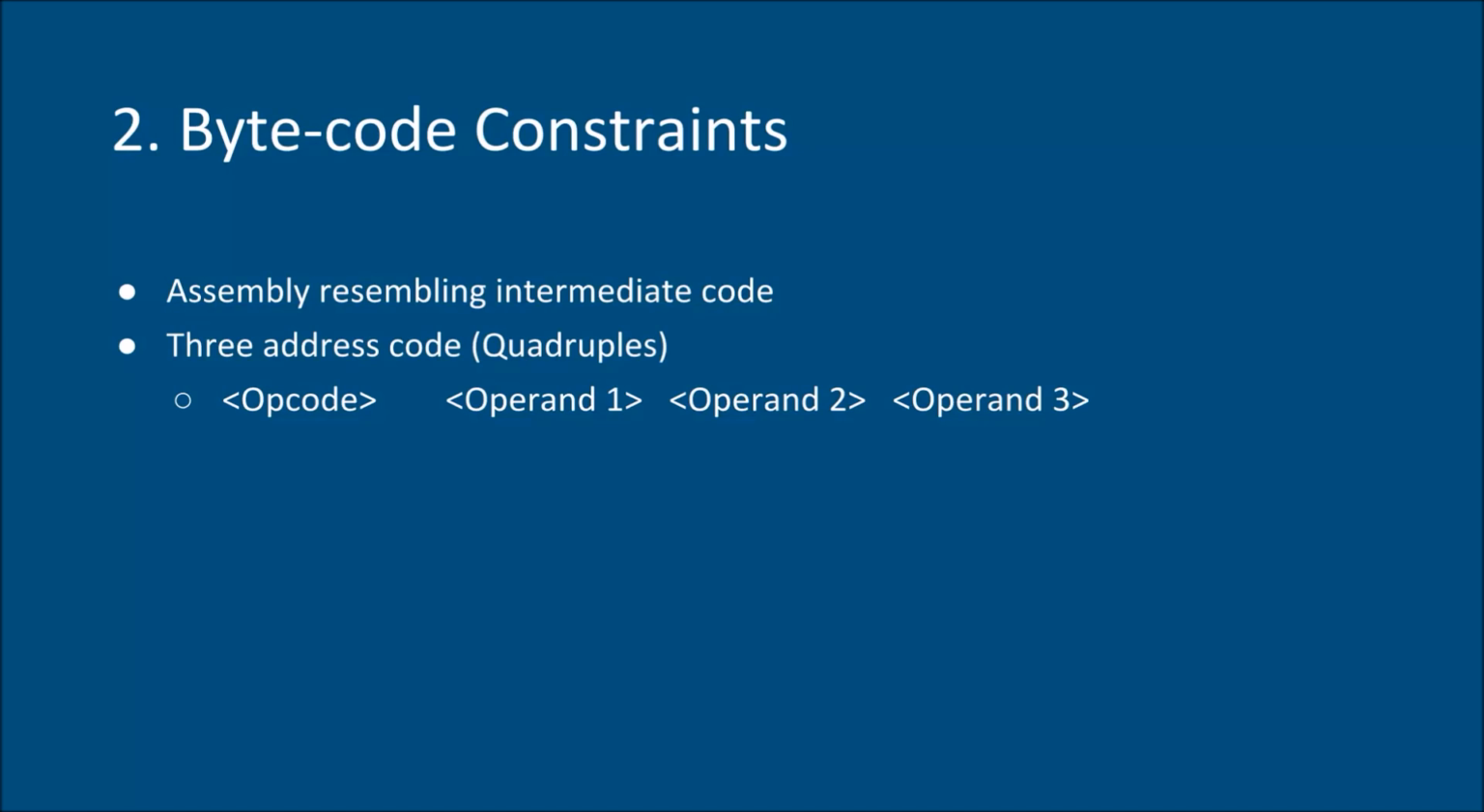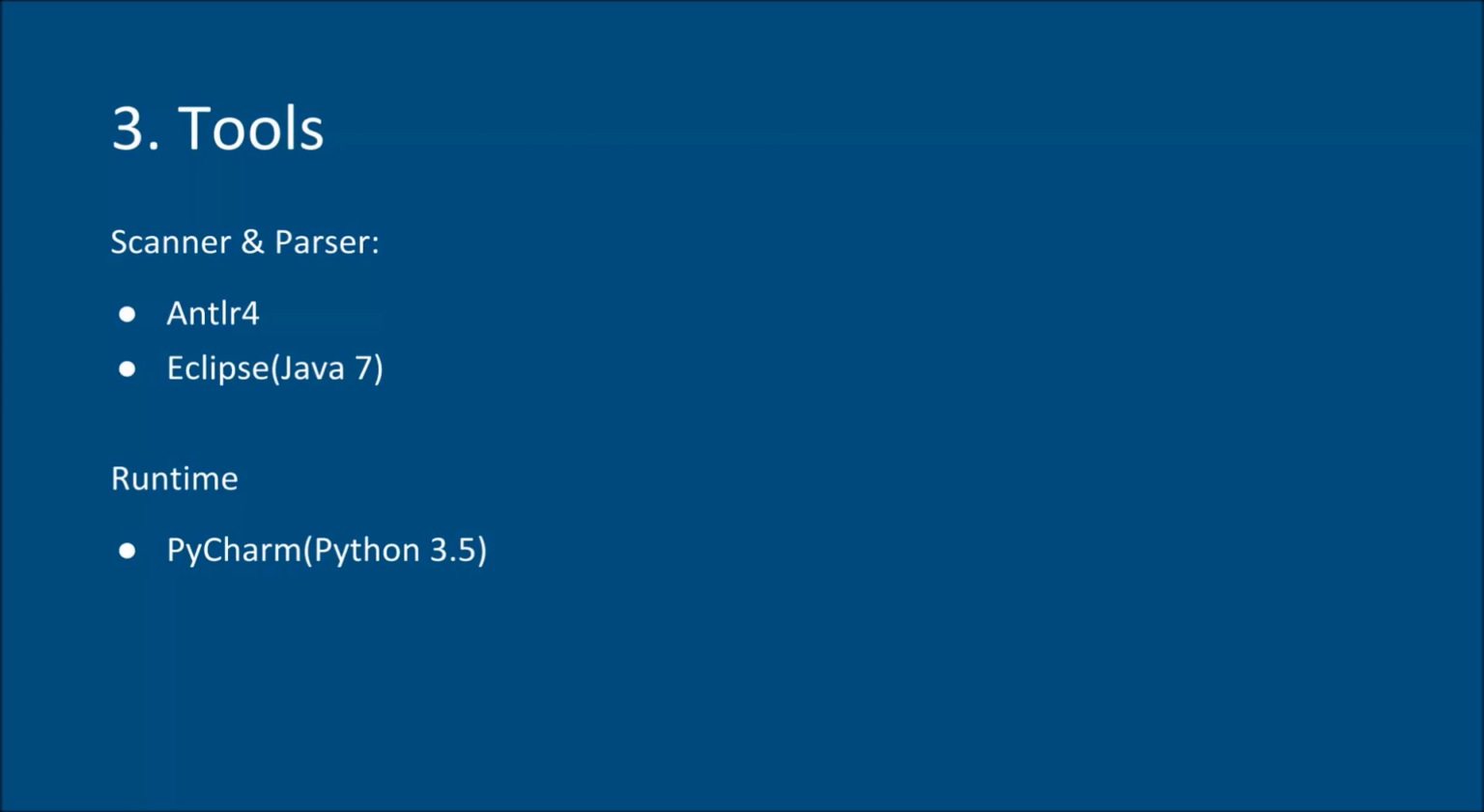Next, about the intermediate code, we have assembly resembling intermediate code, which is a 3 address code named as quadruples. Here we have opcode initially, which determines the functionality that our operation is going to do, followed by 3 operands. We need to have the operand 1, but operand 2 and operand 3 could be optional. We look into it later on.